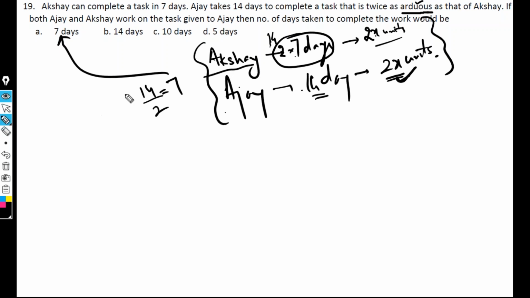So here total work will be 14 units. Akshay will complete 1 unit in 1 day. Ajay will complete 1 unit in 1 day. Which adds up to 2 units. 14 by 2 is 7.